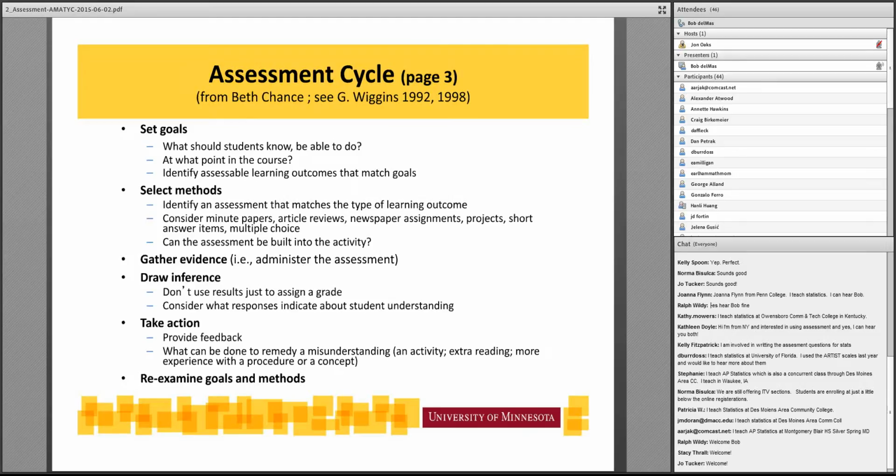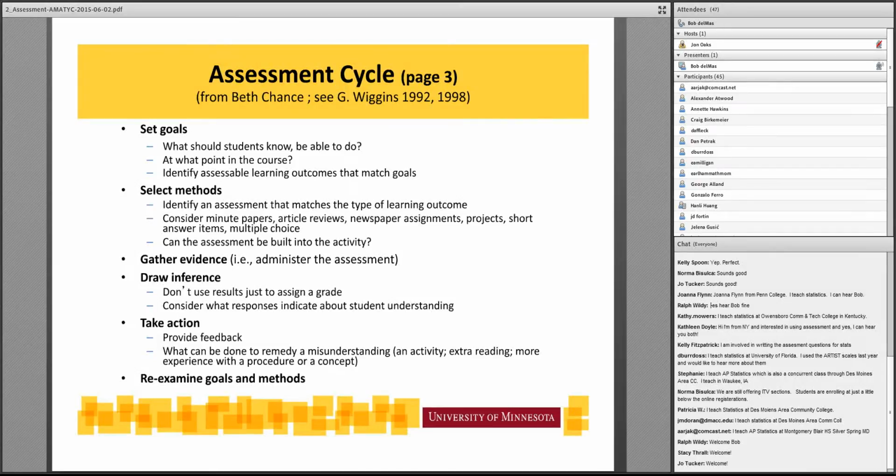But what's interesting is that you don't start with the assessment. You start with setting the learning goals and identifying what students should know, be able to do at the end of your course or at the end of a unit. So at what point in the course should they know these things and to what level? So there may be things that you expect their understanding to develop, say about the idea of concept of variability. You might expect them to understand it at one level early in the course and at a more deeper, complex level later in the course.